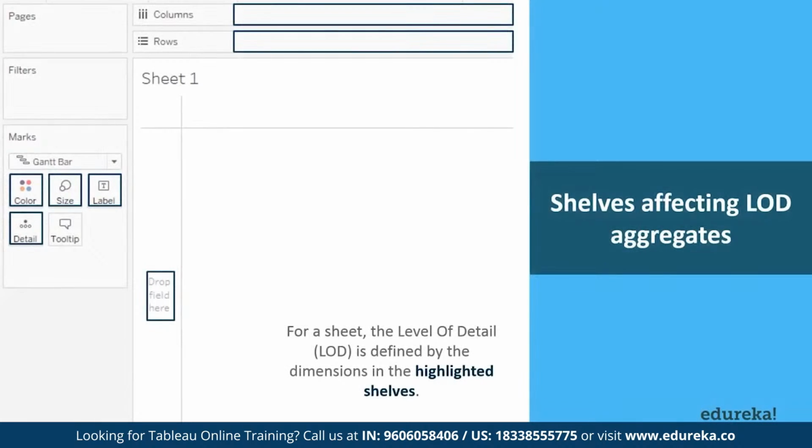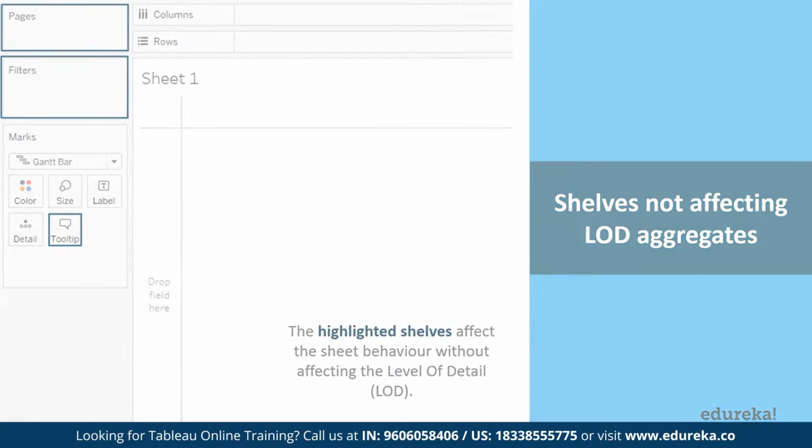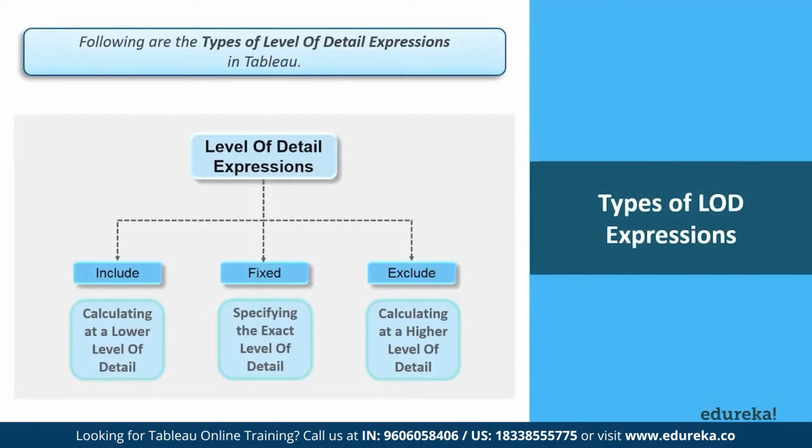So here are the shelves which affect your LOD aggregates. You have your columns, rows, pretty much everything except for your pages and filter shelf. And these are the shelves which do not affect your LOD aggregates. These are your pages, filters, and tooltip. Now all these LOD expressions are segregated into three types. We have include, which basically calculates at a lower level of detail. We have fixed LOD expressions, which specify the exact level of detail. And we have the exclude level of detail expressions, which calculate at a higher level of detail.